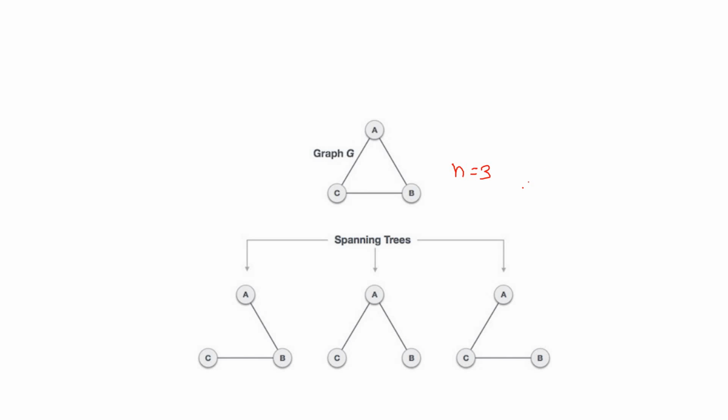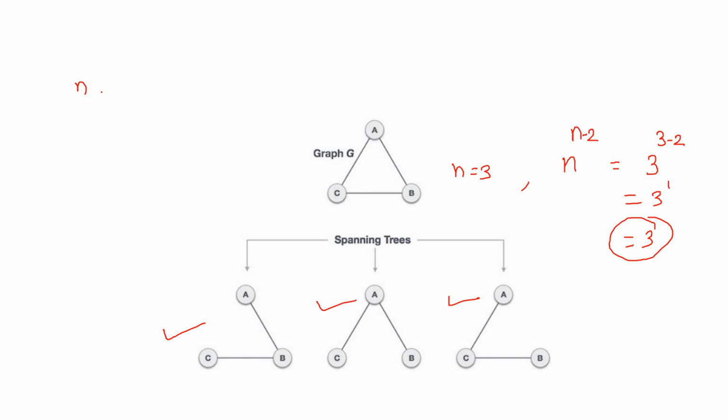Then how many possible spanning trees are there, we can calculate using n raised to n minus 2. As n is equal to 3, 3 raised to 3 minus 2, that becomes 3 raised to 1, which means 3 spanning trees are possible for the given complete graph if n is equal to 3. And here you can see this is the first spanning tree, this is the second spanning tree, this is the third spanning tree.